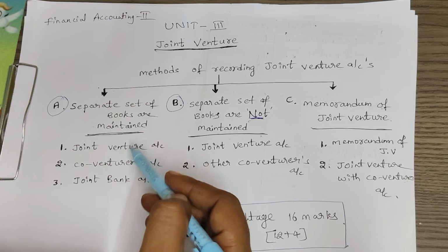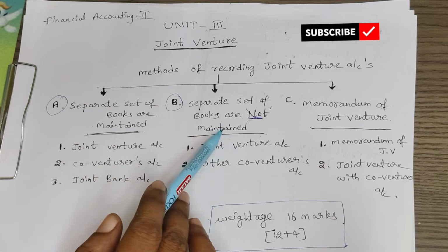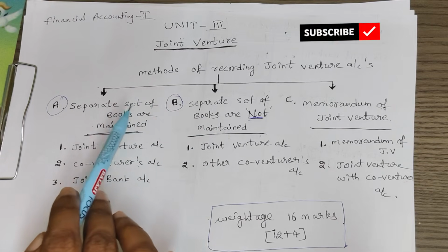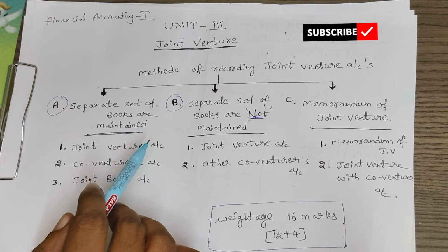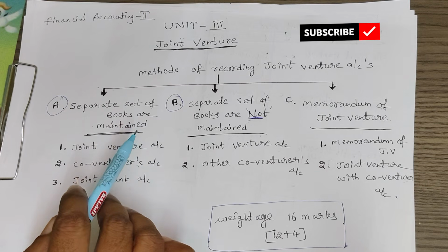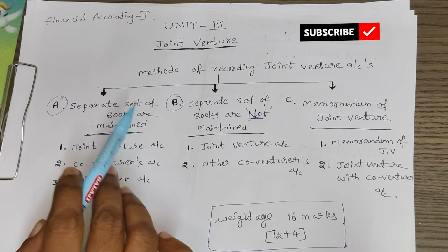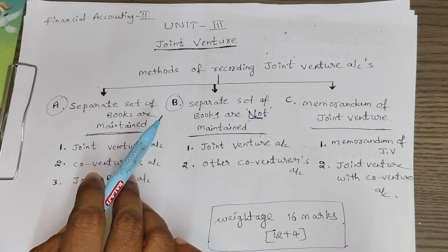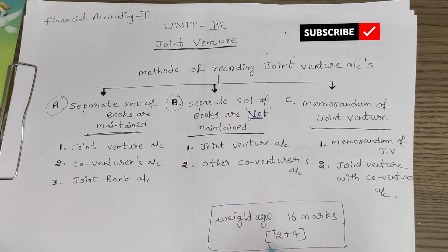Very important method it is. These 2 methods are very important. From these 2 methods only you will get 1 question in the final examination. Because in the joint venture unit you will get 2 questions: 1 theory, 1 problem, or else 2 problems. So the problem is very important. The marks weightage from joint venture is 16 marks: 12 marks long, 4 marks short.